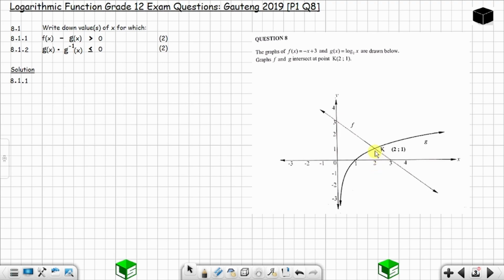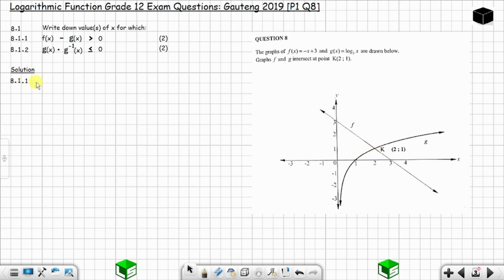You can see at 2, the 2 graphs are equal to each other. When you have the 2 graphs equal to each other, you are going to have the same value minus the same value, and this is going to give you equal to 0. You are not interested in equal to 0. You don't have equal to 0 there. You only have greater than 0. So you are going to exclude 2. You are going to show that with a round bracket.